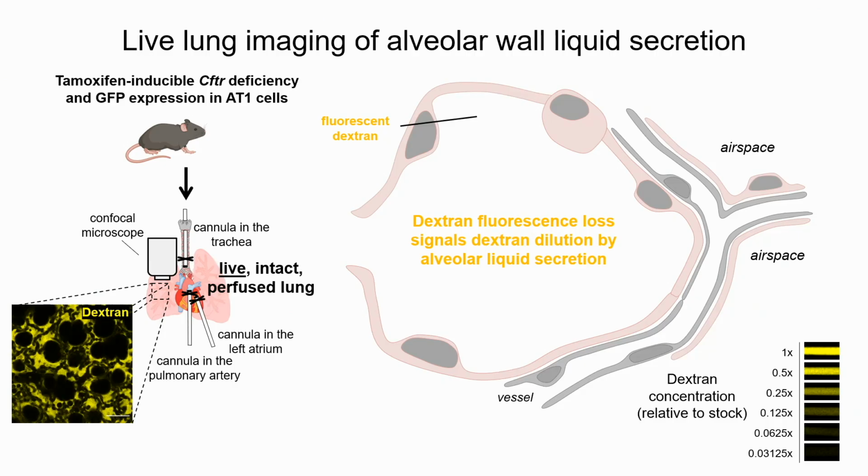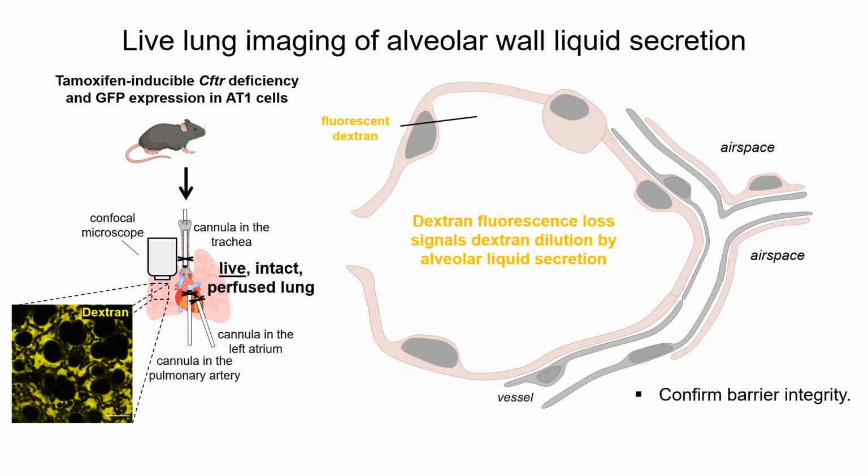Now for each of our imaging experiments, we check for barrier integrity, which rules out the possibility of the dextran leaking out from the alveolar air spaces, to ensure that the loss of dextran fluorescence we do see is due to alveolar wall liquid secretion. Now, I didn't have time to fit the data into my talk today, but we also ruled out the possibility that the micropuncture itself could induce some dextran fluorescence loss. So we nebulized the dextran and also found the same loss of dextran fluorescence over time.